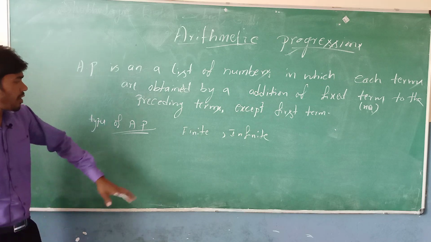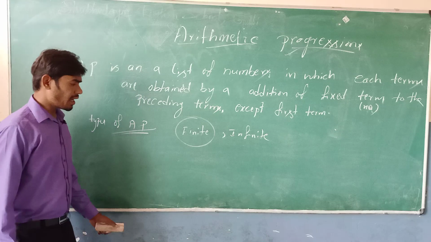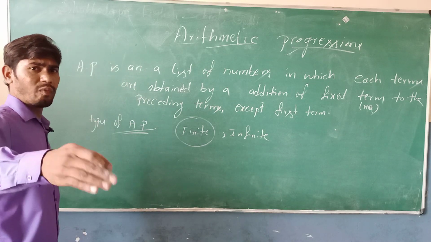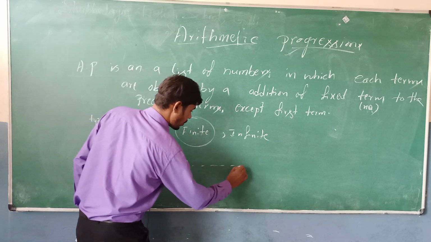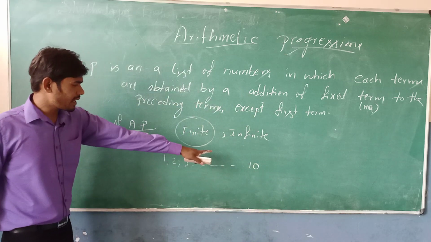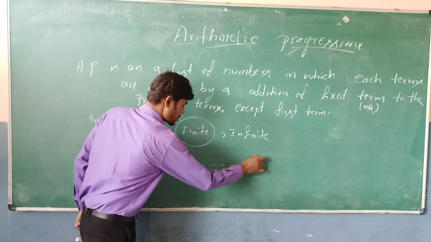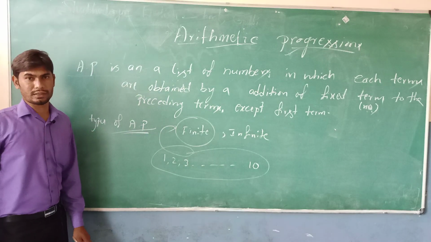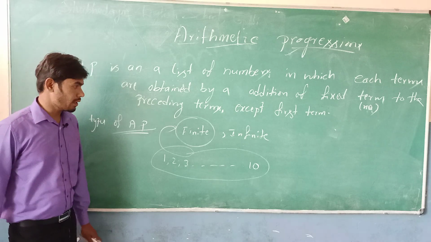What is a finite arithmetic progression? In a finite arithmetic progression, the number of terms is countable, or the number of terms will be n. For example, 1, 2, 3, and so on up to 10. There are 10 terms here. This progression we call a finite arithmetic progression.